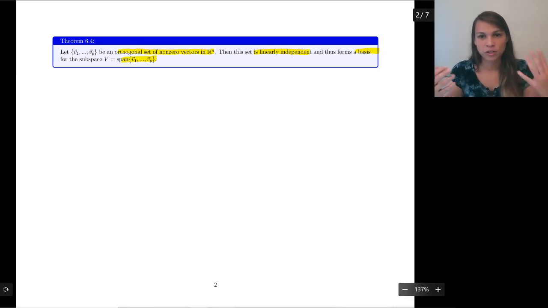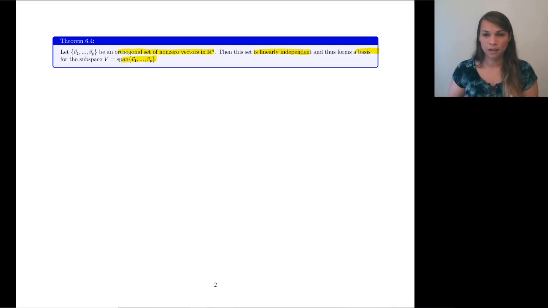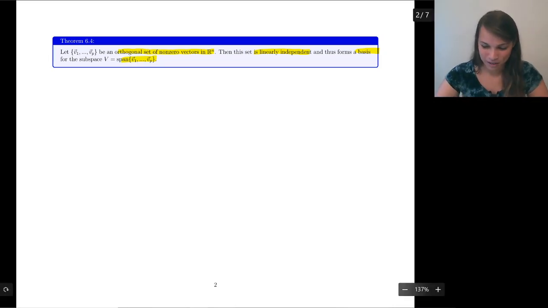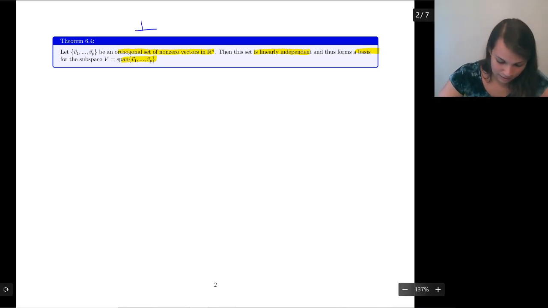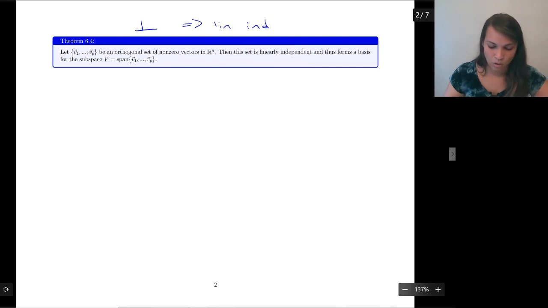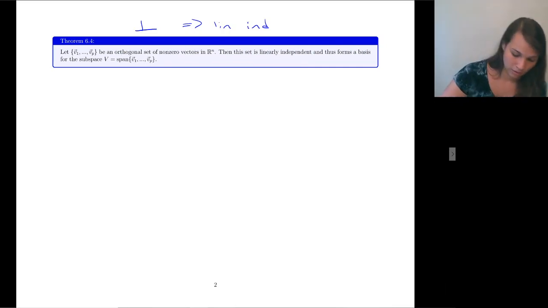So, in order to prove this, ask yourself, what is it that I'm trying to prove? If I want to prove this theorem, I need to start with orthogonal and get to linearly independent. Okay, so that's what we need to prove.